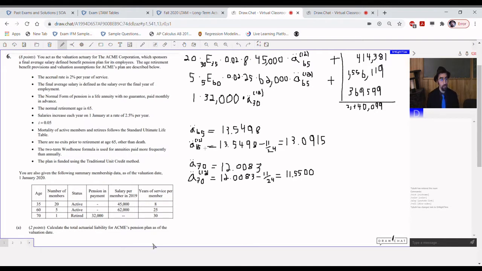And so, you're also given the following summary membership data as of the valuation date on 1st of January 2020. Okay, fine. First thing asked is calculate the total actuarial liability for Acme's pension plan as of the valuation date. So you go through term by term.